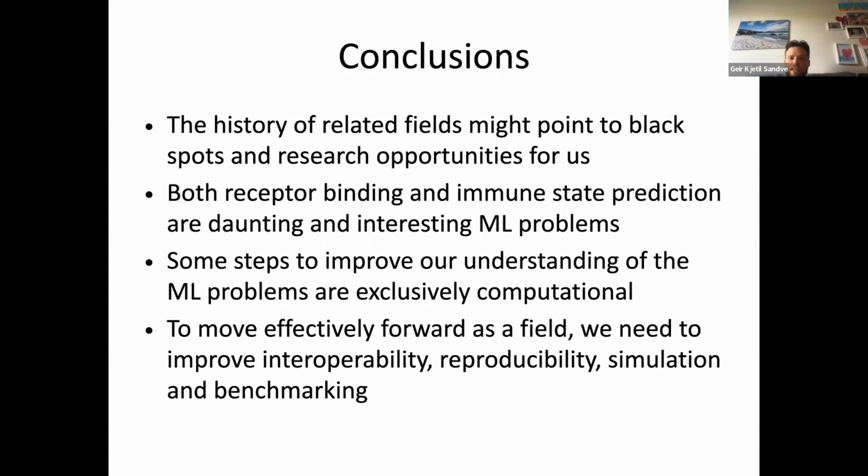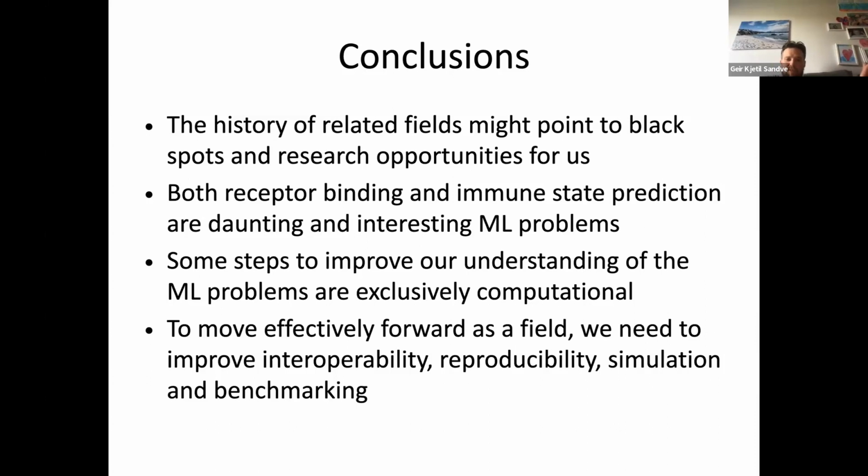I think the history of related fields like protein DNA binding that have been around for a longer time might point to some blind spots in our field and some research opportunities. Both receptor binding and immune state prediction are really daunting tasks, meaning that also really interesting ML problems that you can work on for decades. That's why I myself left protein DNA binding. There was not so much improvement there, but in our field, it really is.